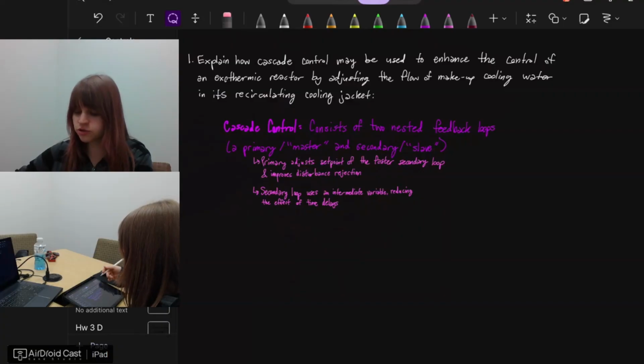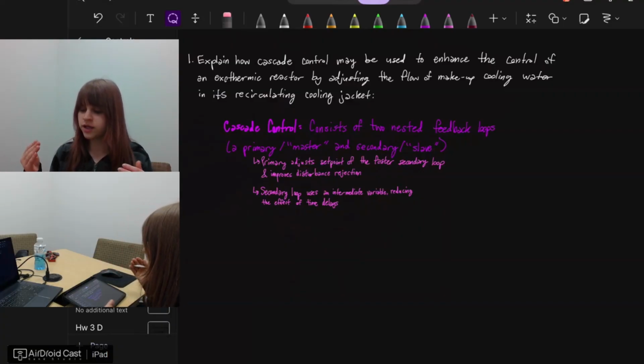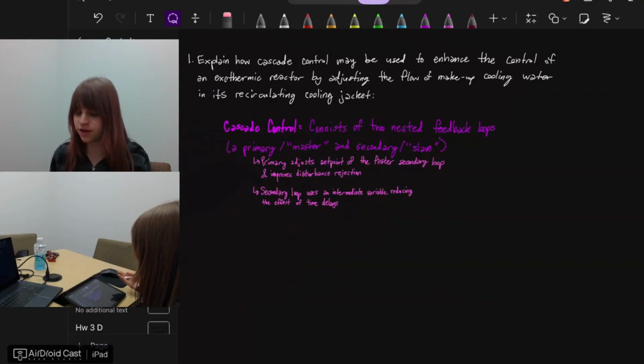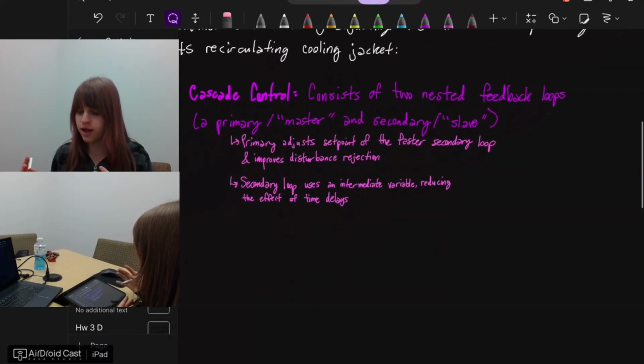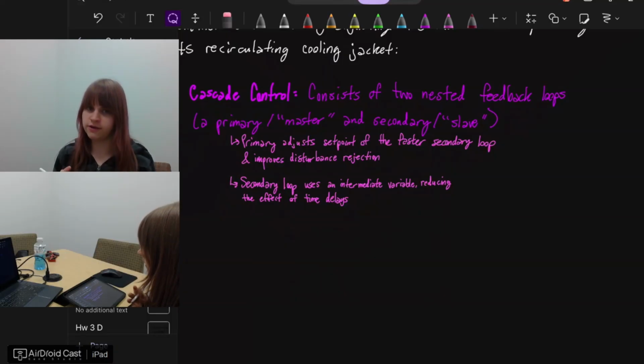So cascade control consists of two nested feedback loops, a primary/master and a secondary/slave. The primary adjusts the set point of the faster secondary loop, and that improves our disturbance rejection. So disturbances have less effect on the system. And our secondary loop uses an intermediate variable, and that reduces the effect of time delays.